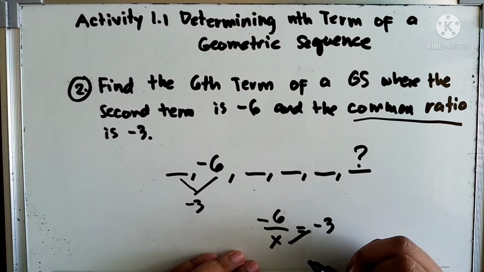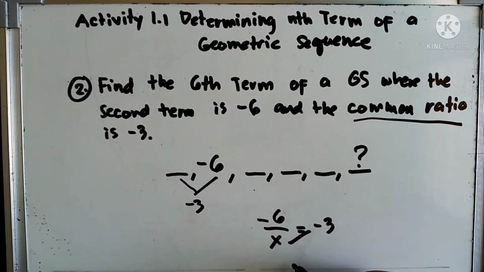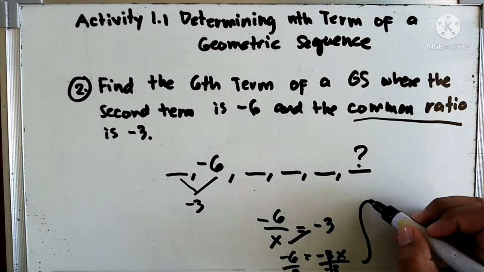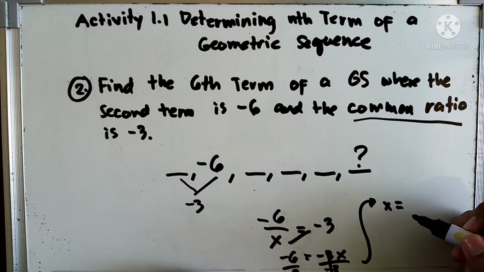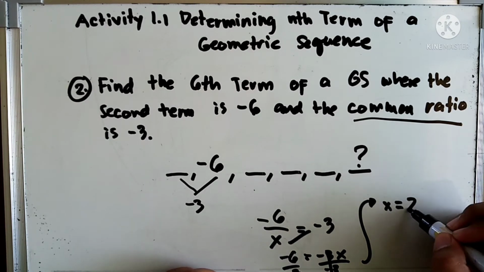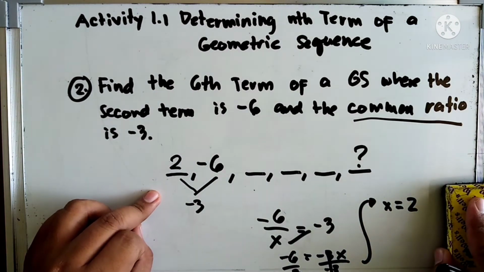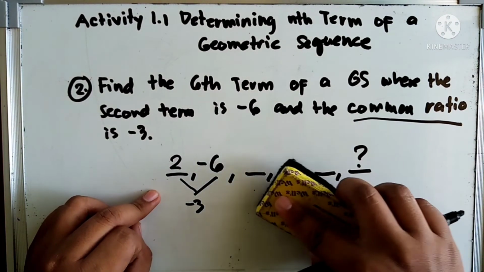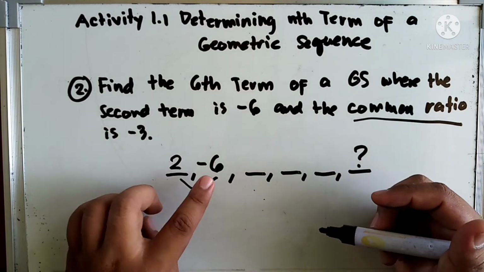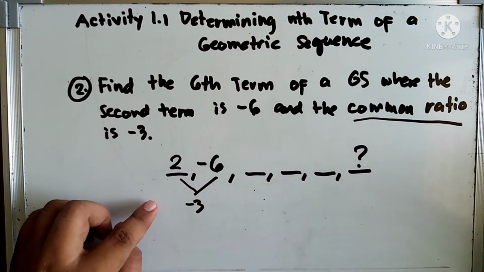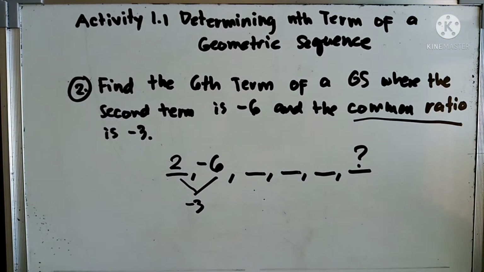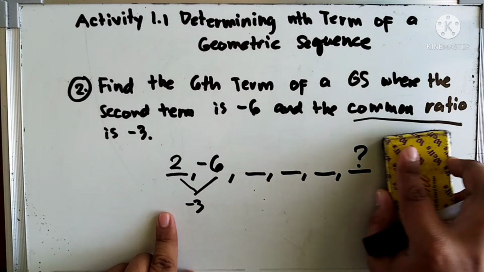So, to do that, let's cross multiply. So, that means we have negative 6 equal to negative 3x. So, divide both sides by negative 3. So, we have x equal to negative 6 divided by negative 3, that is 2. So, ibig sabihin yung nawawalang number dito ay 2. So, 2 times negative 3, that is negative 6. Okay, so dahil alam na natin ang first term, pwede na tayong mag-solve for the sixth term.